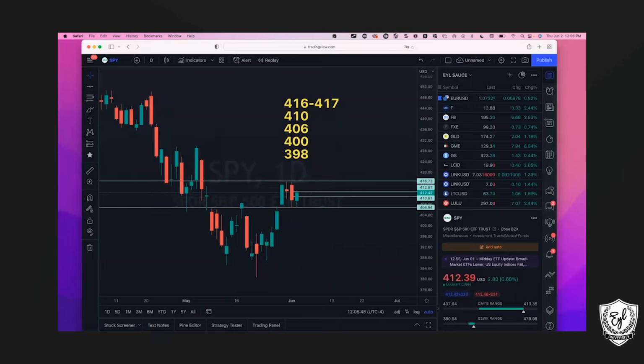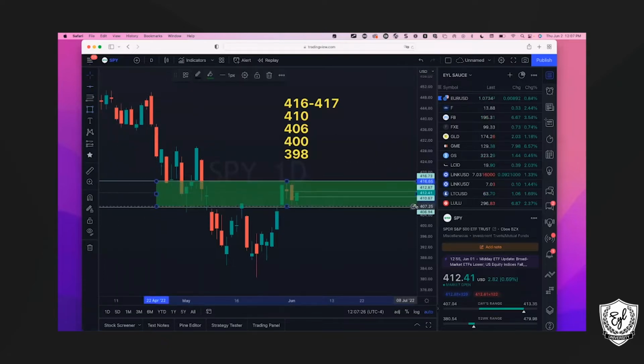Why did I choose these numbers? Can someone tell me why 406, 410, 416, 417, why are these the levels that we're pointing out today? Can anyone tell me? Major support and resistance. Oh, support. What else? Besides old support and old resistance, previous high, multiple touches, okay? Are we ranging? Do we have a range here? So if I go ahead and get my rectangle, we are definitely ranging within this area. This is why these levels are very, very critical.